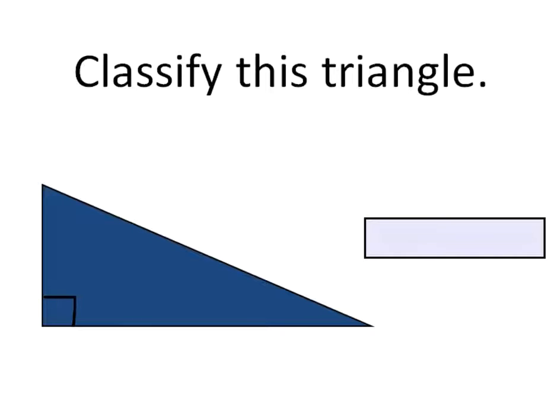So now let's go back to our notebook. I want you to number it 1 through 3. All right, see if you can name this triangle. Triangles would have two names. First by their angles, so in this case it would be right, and then by their sides. So there's none that have the same length. So this would be a right scalene.